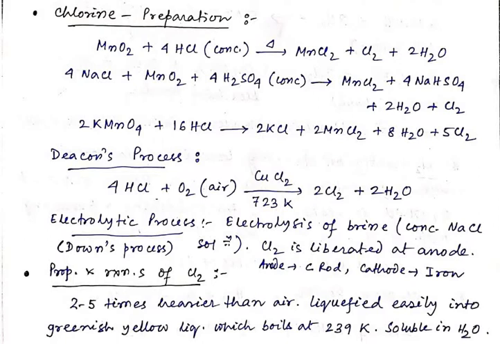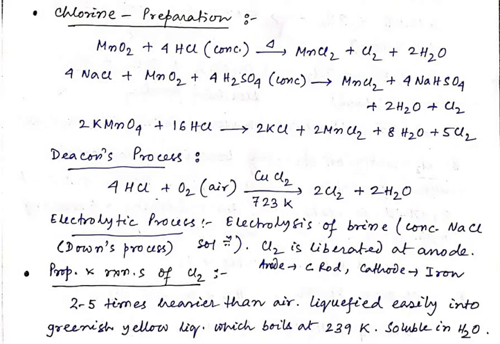In the Deacon process, suppose I have hydrogen chloride, that is HCl, hydrochloric acid, and first we have to place it in air. Okay, and when the HCl and O2 together react in the presence of cupric chloride, CuCl2, at 723 Kelvin temperature, then we get chlorine gas. Okay, so that is the Deacon process.